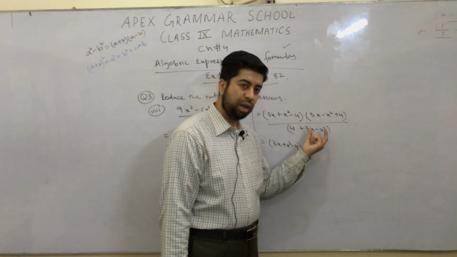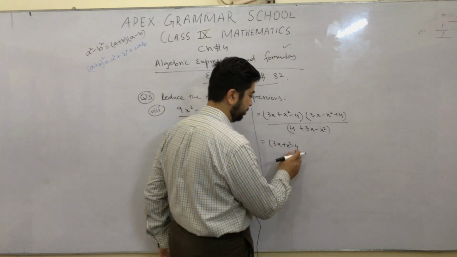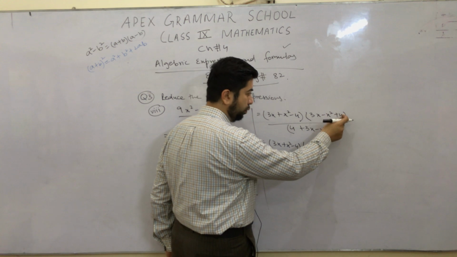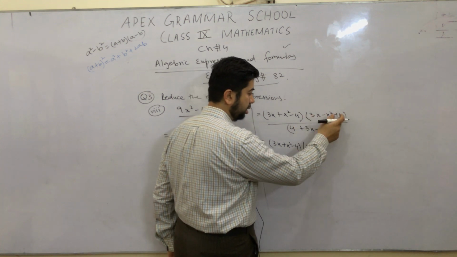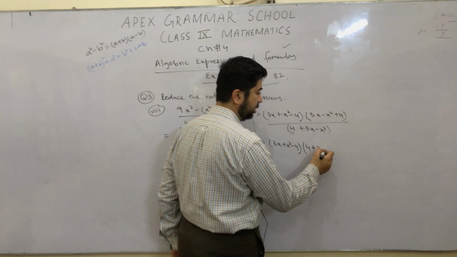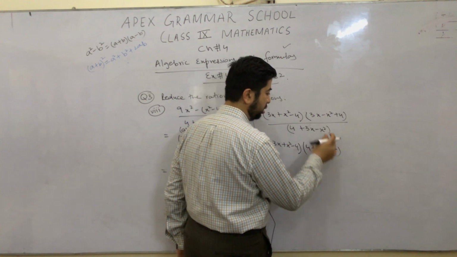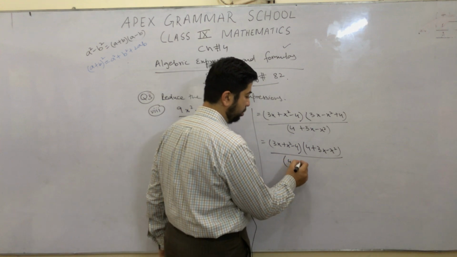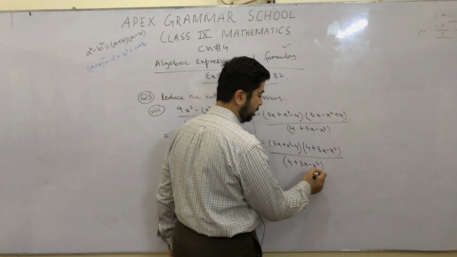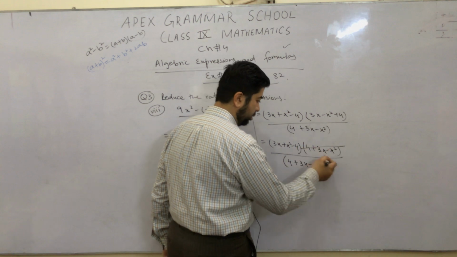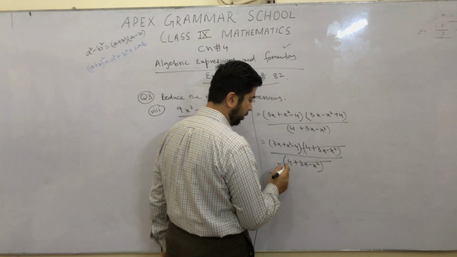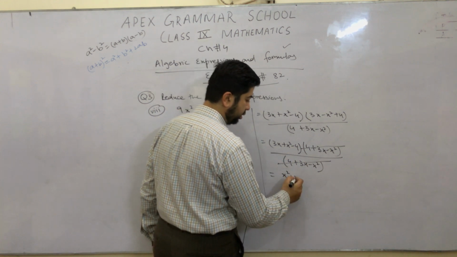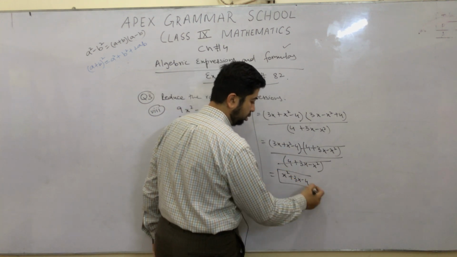But these two values are similar. Just write it in the form of this one. Arrange 4 at the start, then plus 3x, and minus x square, just like this one. And in the denominator, 4 plus 3x minus x square. Just cancel this one and the answer will be, you can arrange it now, x square plus 3x minus 4. This is the answer.